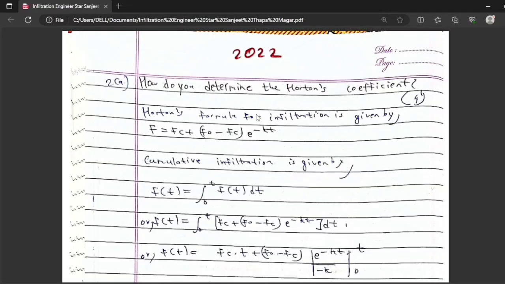Hello and namaste everyone. In this video, I will be discussing the infiltration topic of the hydrological laws chapter of hydrology. The first question that was asked in 2022 Provincial University, in 2A, for 4 marks is: how do you determine the Horton's coefficient?